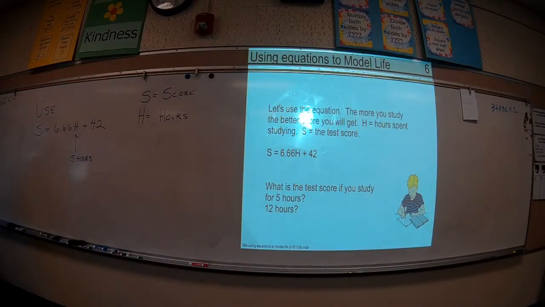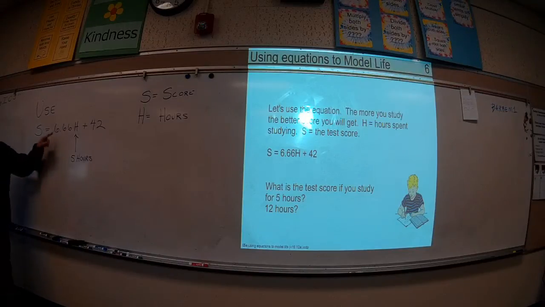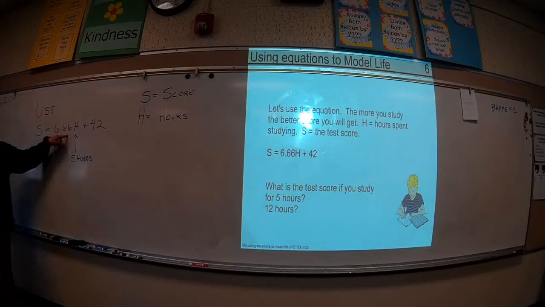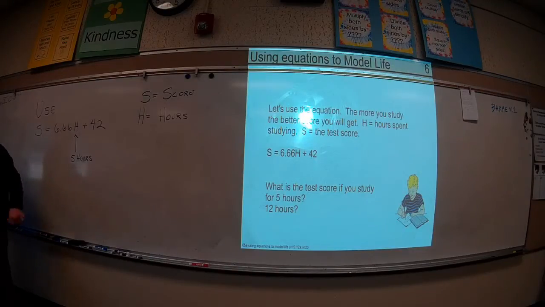Punching the buttons on your calculator: 6.66 times 5 plus 42. Get an answer. Put your hands down. You have a calculator. Okay. Let's push the buttons: 6.66 times 5 for 5 hours, plus 42.